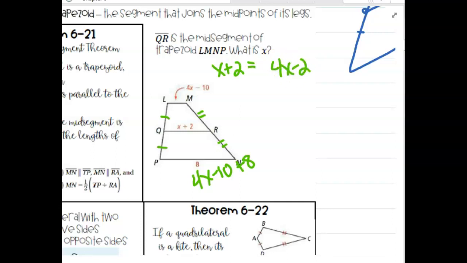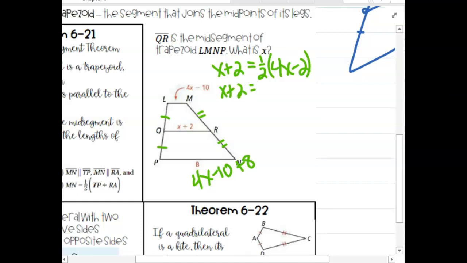The mid-segment is half of that. So add the bases together and divide by 2, or usually what we're going to do is multiply by 1/2. It's the same thing. And then we can go ahead and solve for x here. The big thing is you have to take half of the entire sum. You can't just take half of 4x. You have to take half of the whole thing. So that means you're going to have to distribute the 1/2.